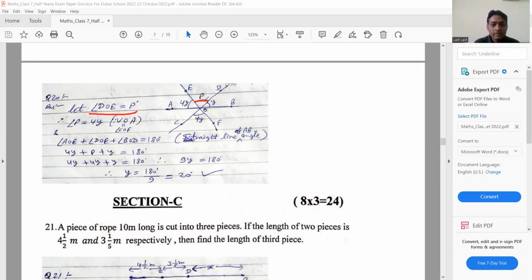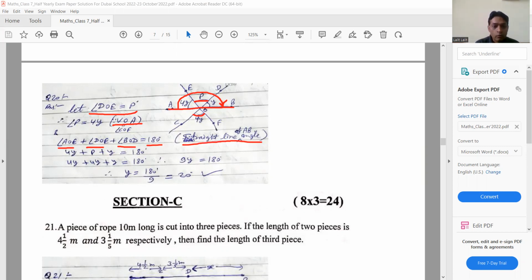Now angle p must be equal to angle 4y, because these are vertically opposite angles, correct? Now if you see, line AB is a straight line. So if this is a straight line, the sum of all three angles must be 180 degrees. So angle AOE plus angle DOE plus angle BOD is equal to 180 because AB is a straight line. So the sum of all three angles is 180.